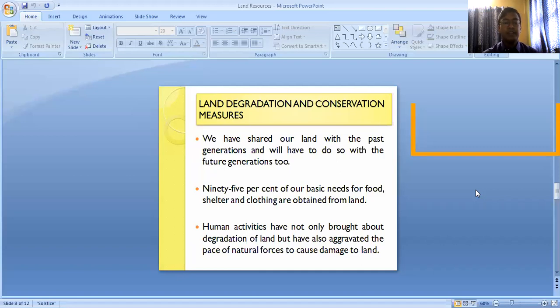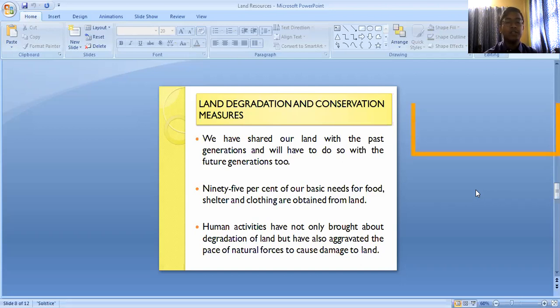But human activities, that is, our activities, have not only brought about degradation of land but also aggravated the pace of natural forces to cause damage to the land. So basically the different types of human activities, like industrialization, agricultural practice, and various other developmental activities, have brought about degradation of the land.